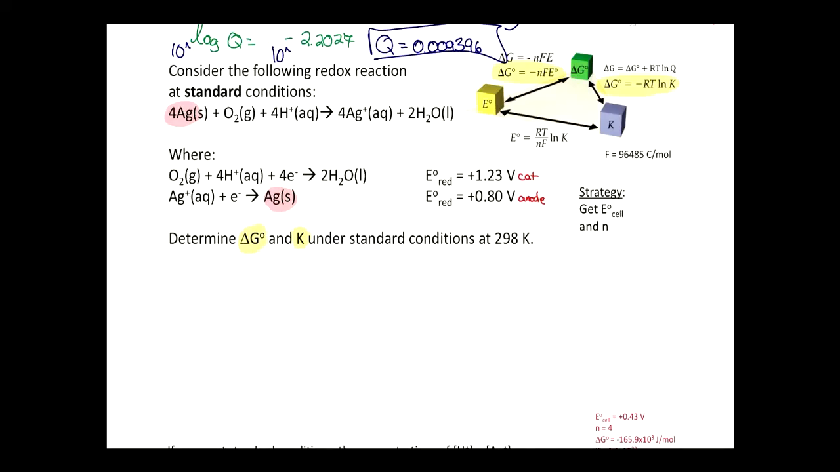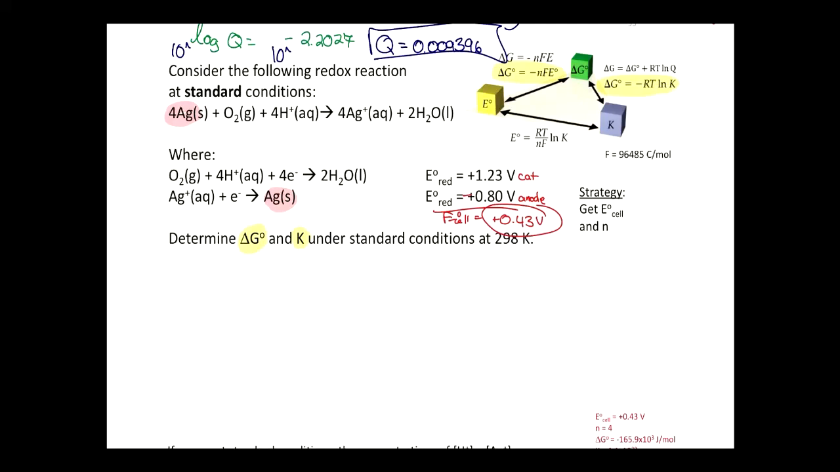Perfect, so cathode minus anode, so we get that the cell potential for this reaction at standard conditions is positive 0.43 volts. Perfect. So this reaction is spontaneous. It spontaneously moves in the forward direction. So just using that information, what should the value of K be? If this reaction is spontaneous in the forward direction, do you think K is going to be a small number or a large number? It's going to be big. Yeah, it's going to be big. But let's prove it.